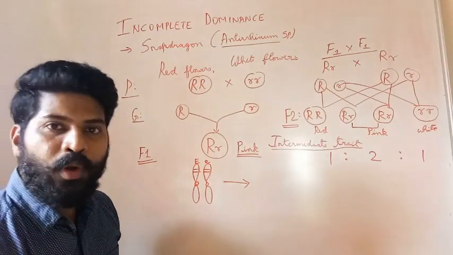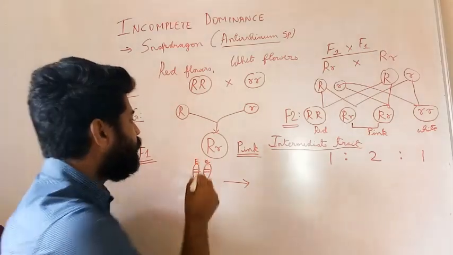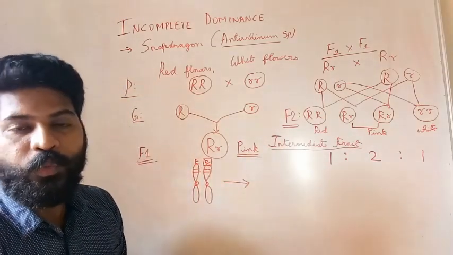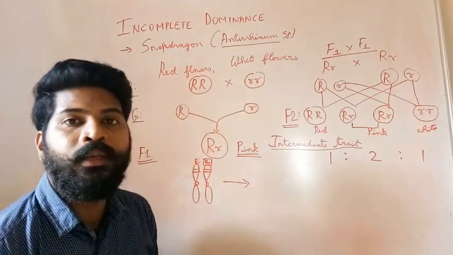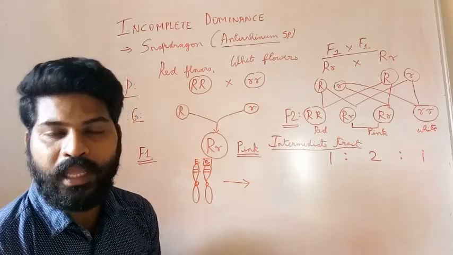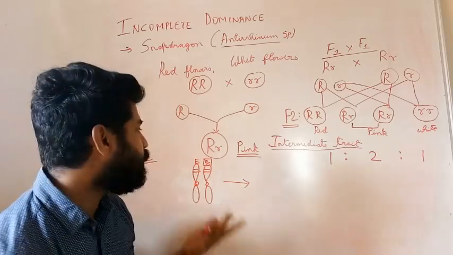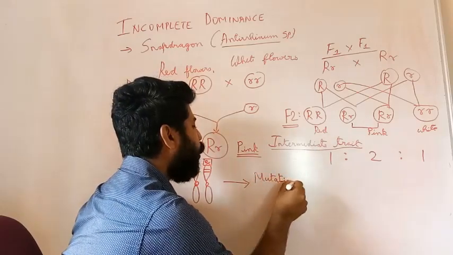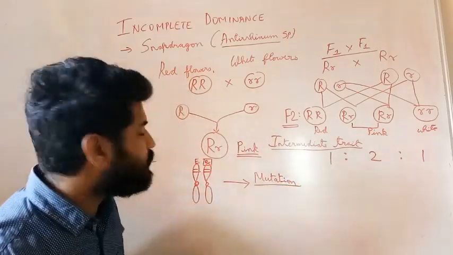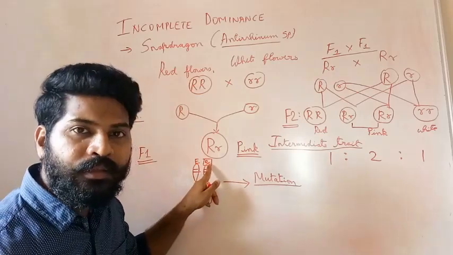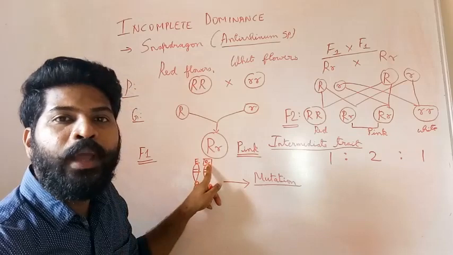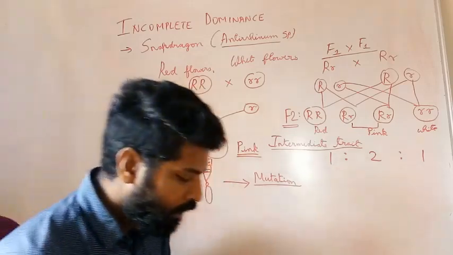There are three possibilities. The recessive allele. Why is it recessive? Why is it not able to produce the phenotype in the F1 generation? This could be due to mutation. There could be some alteration or changes in the DNA of this particular gene, due to which it is not able to express itself.